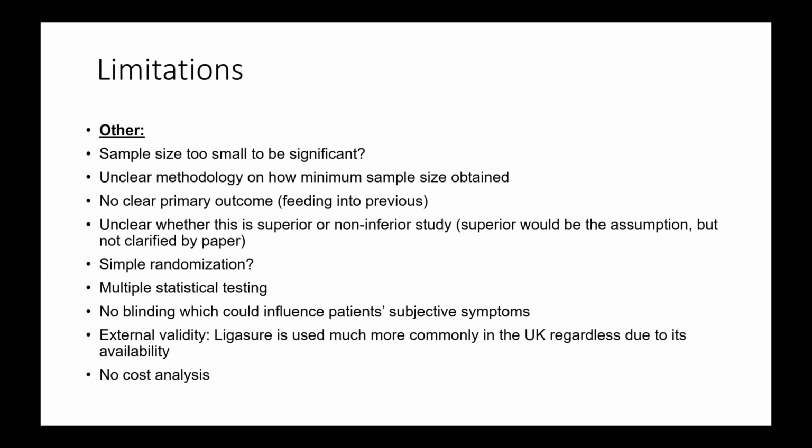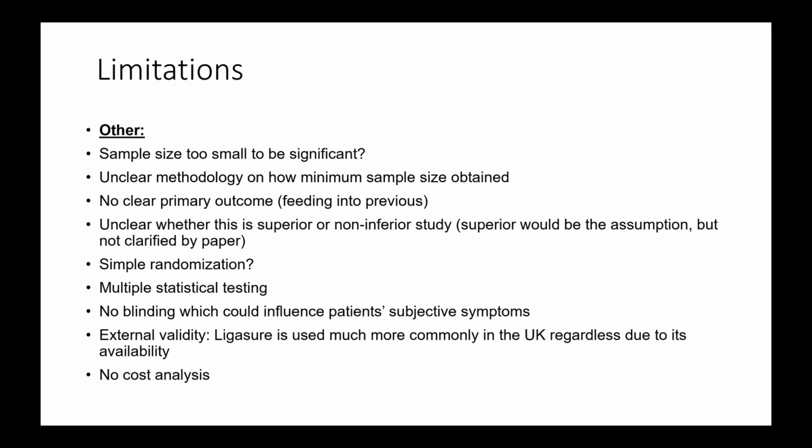Thank you very much. So, as we've suggested, the authors themselves said the sample size was too small, but they didn't really comment on what the significance of that was. We discussed whether the sample size is actually too small to be significant. They mentioned very briefly in the study that a minimum sample size was calculated, but there's no clear methodology on how this was obtained. Also, there was no clear primary outcome. As we've suggested, many outcomes were measured, and throughout the paper the priority seems to change, but there's no clear mention of what the primary outcome is, which then feeds back into how the minimum sample size was obtained if there was no clear primary outcome.